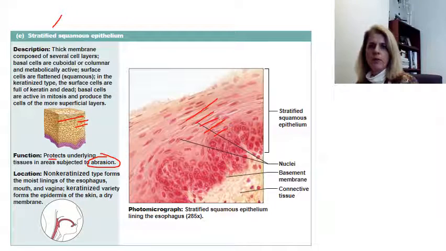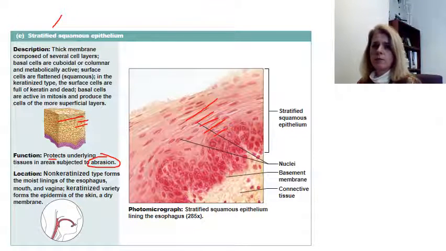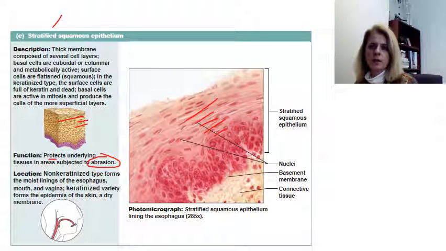Okay, so stratified squamous comes in two varieties. You have non-keratinized and keratinized. Keratin is basically a wax type substance, and we find that in our skin. It kind of waterproofs our skin. So you'll see keratinized stratified squamous in your skin. You'll see non-keratinized, without the wax, in the esophagus, the mouth, and the vagina.